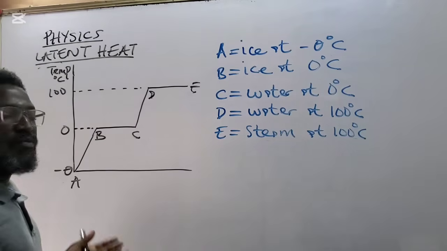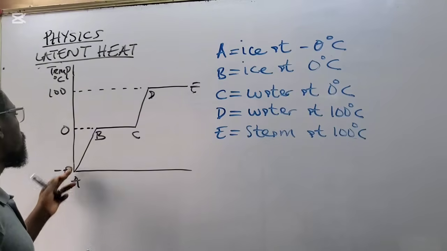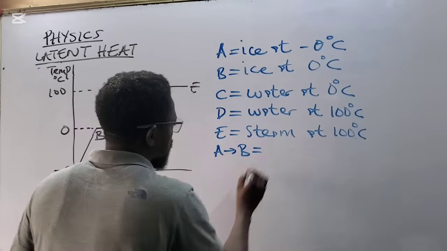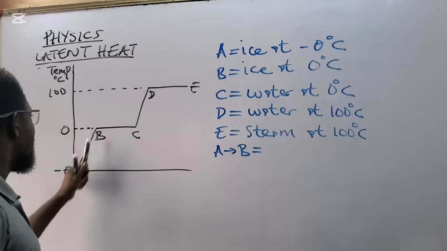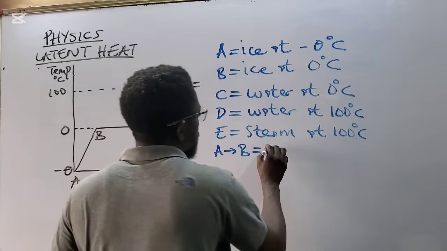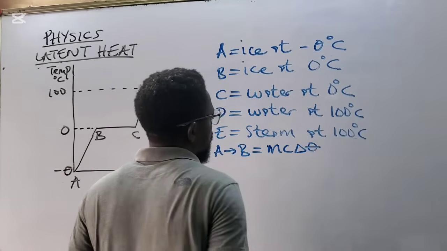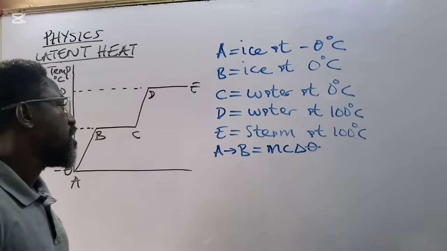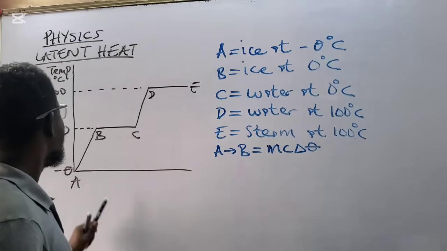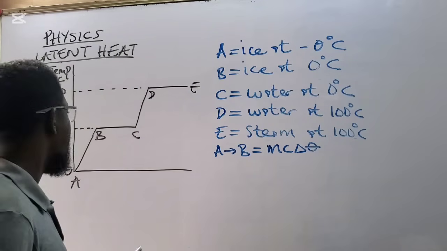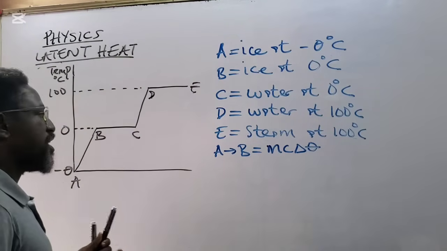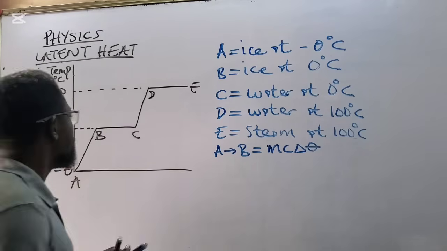Now, if you are asked to convert ice at a negative temperature to ice at 0 degrees C, A to B, because here we have a change in temperature, the formula I'm going to use is mc change in theta. M represents the mass of the ice, c represents the specific heat capacity of ice, and the change in temperature should be 0 minus whatever negative temperature is given.